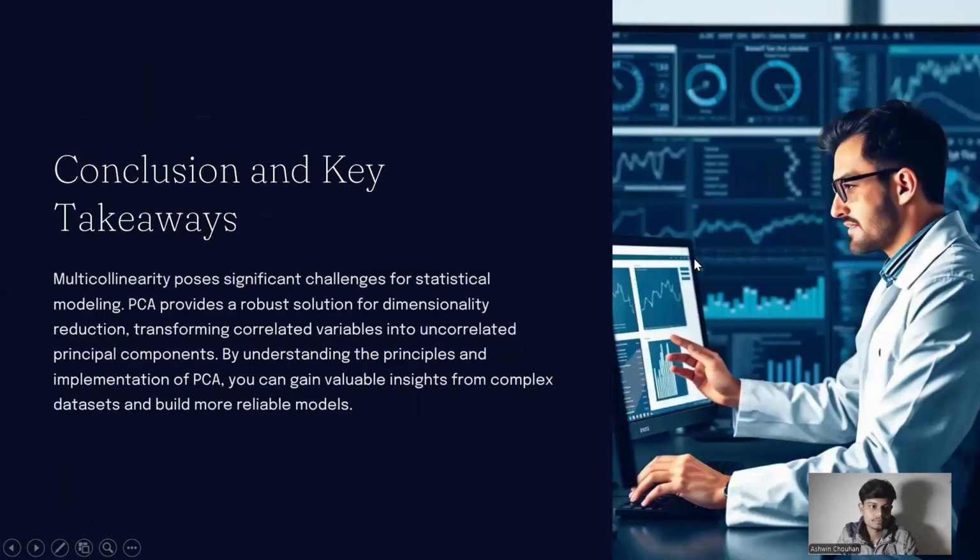of components. Conclusion and takeaway of dimension reduction. Multicollinearity poses a significant challenge for statistical modeling. PCA provides a robust solution for dimensionality reduction, transforming correlated variables into uncorrelated principal components. By understanding the principles and implementation of PCA, you can gain valuable insight from complex datasets and build more reliable models. So this is all about dimension reduction.